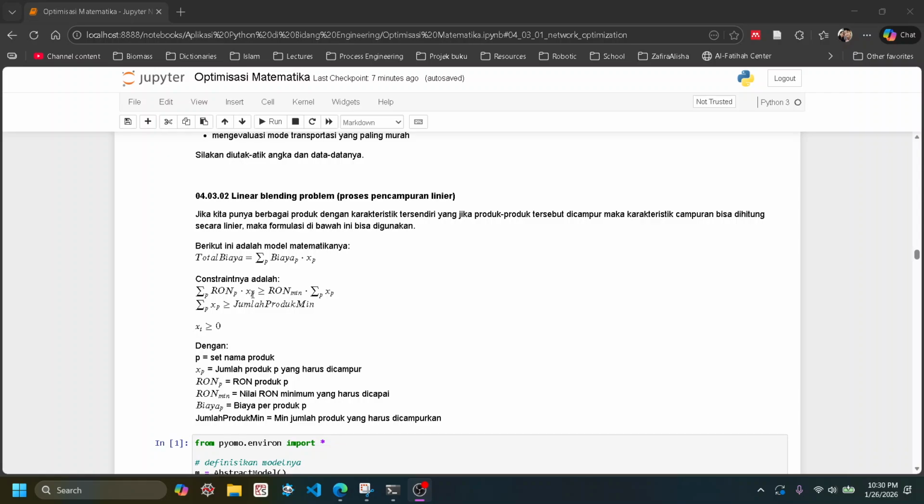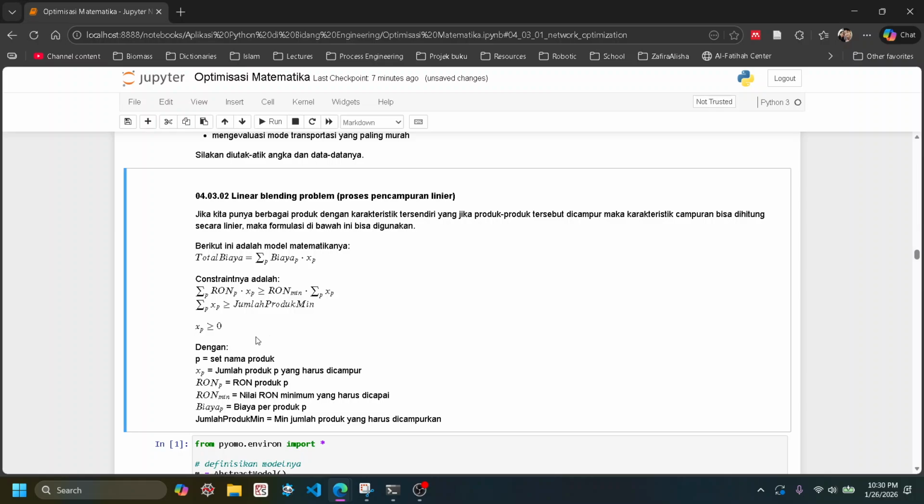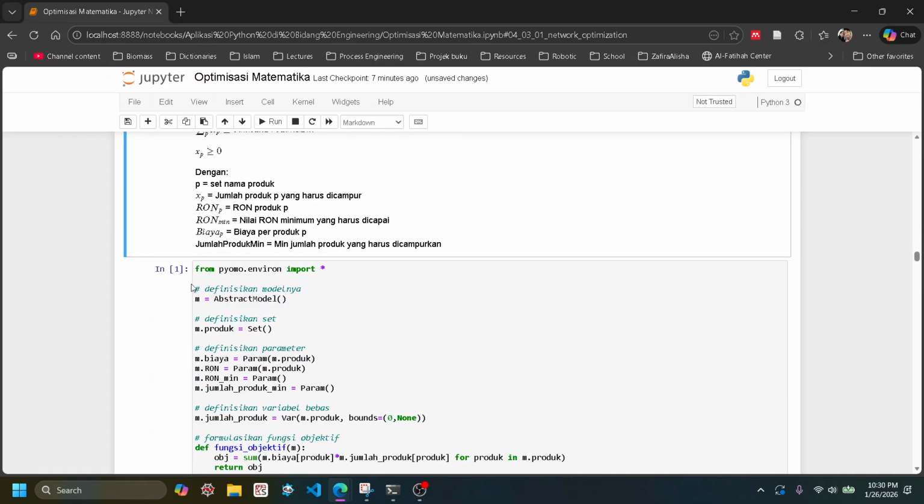So this is the linear blending formulation, and then we need to fulfill the minimum amount of product, right? So the minimum amount of product is the total amount that we can blend. So XP is larger than or equal to zero, it has to be a positive number. So this is then Pyomo.